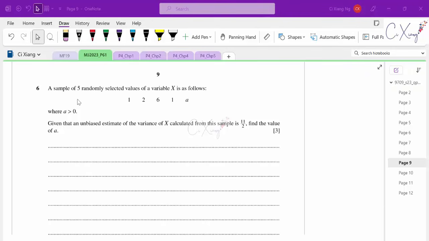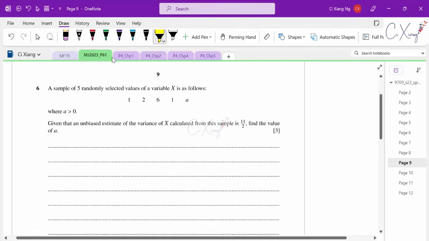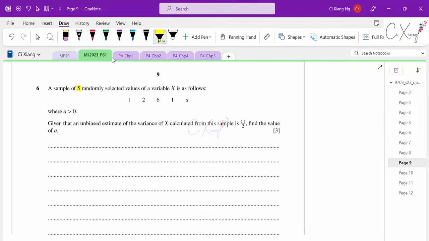Okay, so question number 6. A random sample of 5 randomly selected values of a variable x is as follows. So we have 5 different values here: 1, 2, 6, 1, 8, where a is a positive value, a greater than 0. Given that an unbiased estimate of the variance of x calculated from this sample is 11 over 2, find the value of a.